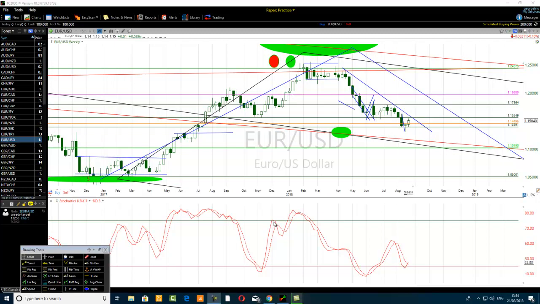This is not a perfectly designed, so to speak, stochastic pattern, because the pattern that we are looking for is usually stochastic is oversold, and then it will form a higher low. You can see this higher low went too far into the overbought zone, followed by this overbought here. Now, when the stochastic forms a low and a higher low, and it reaches the overbought zone for the first time, that overbought stochastic is usually very bearish.